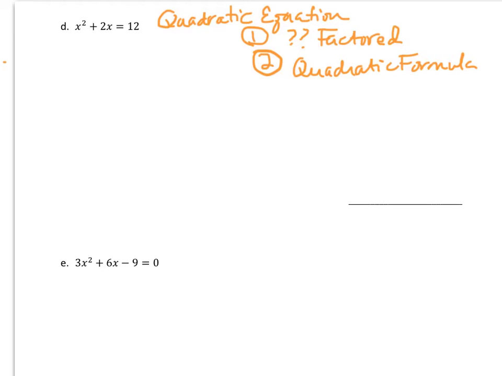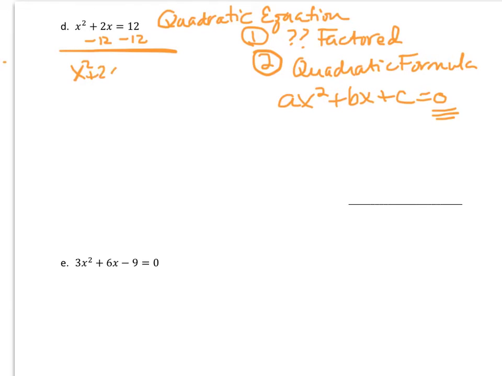But before we use either one of these techniques, we know that all of our quadratic equations must be put in the standard form ax squared plus bx plus c equals 0. It's very important that we put our quadratic equation equal to 0, or neither one of these problem-solving approaches will help us. So the very first thing we have to do here is subtract 12 from both sides of the equation. And we get x squared plus 2x minus 12 is equal to 0.